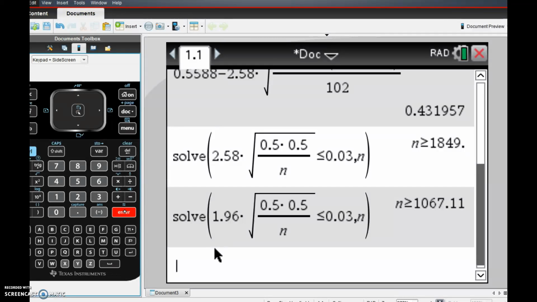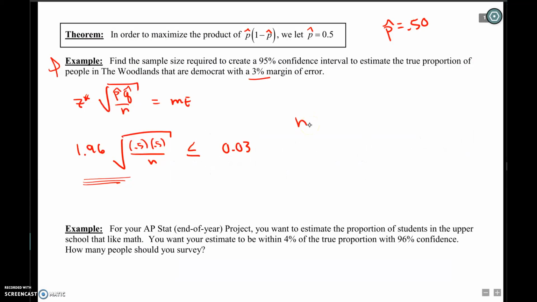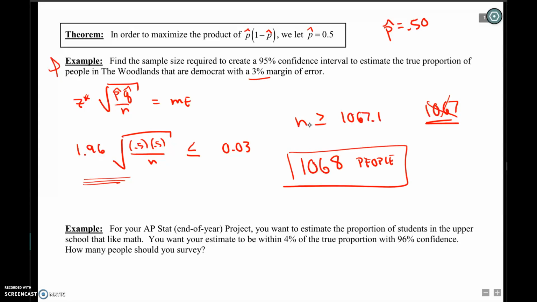So n has got to be greater than or equal to 1,067.1. Now, it's tempting perhaps to round to the nearest whole number, but if you round down, your n is not going to be equal to or greater than that. This is one of those times where you always got to round up. So at a minimum, I need this many people. Almost every political poll, news poll, they survey about 1,000 people because they want a 3% margin of error and they're using 95% confidence. So usually those polls are that many people.